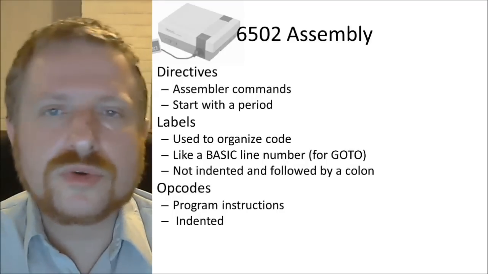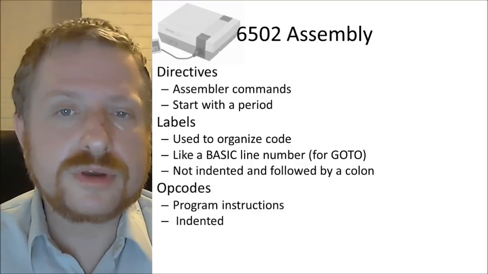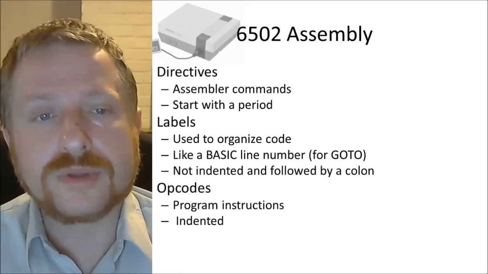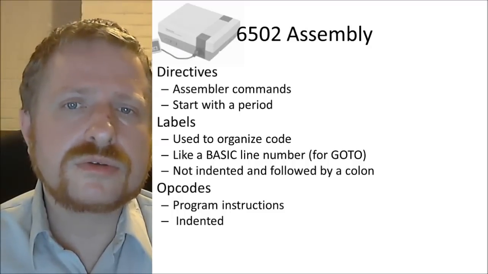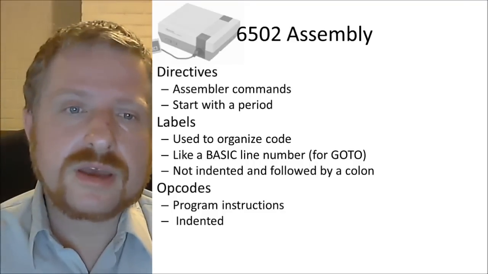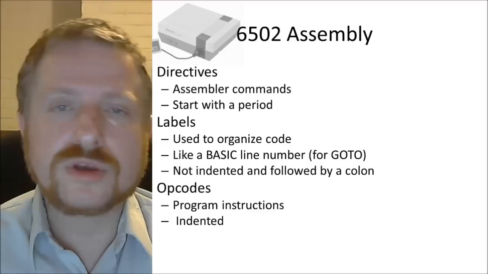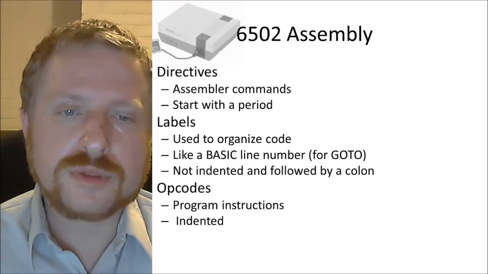So, in order to write a game for the NES, you have to use 6502 assembly, and I'll give a brief overview of how to write this assembly code. There's 3 major things that you use to write your game. So first of all, we have directives. And directives are used for sending special commands to the assembler. And all directives start with a period.